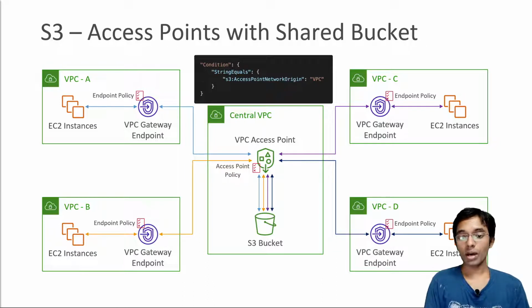It's the same architecture for VPC B: we have a VPC gateway endpoint and the endpoint policy, and then it will access the VPC access point, and so on for VPC C and VPC D. So the trick here is to remember that in each account that will access the central VPC access point, you will need to have a VPC gateway endpoint. So that's it for this S3 access point section.